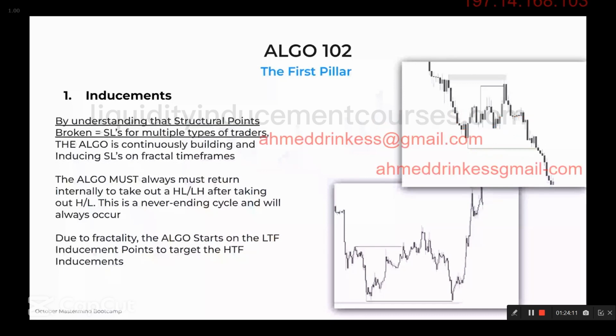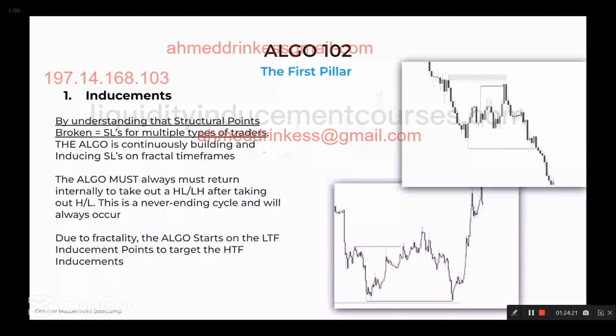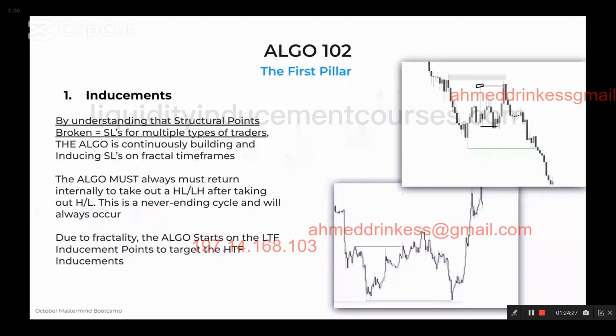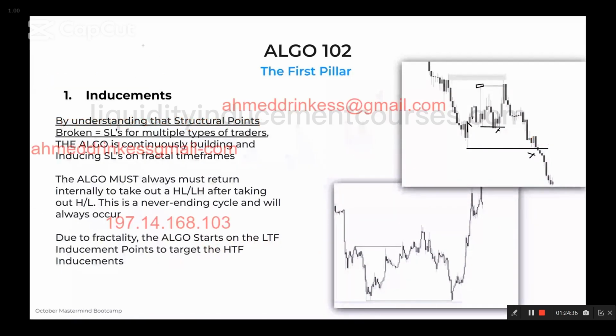By understanding those structural points, when they get broken, this equals SLs for multiple types of traders. You then understand that the algo is continuously building and inducing SLs on fractal timeframes, not just right here. You have traders who are losing right here, right here, and literally everywhere in between, but that's after we go through the algo.